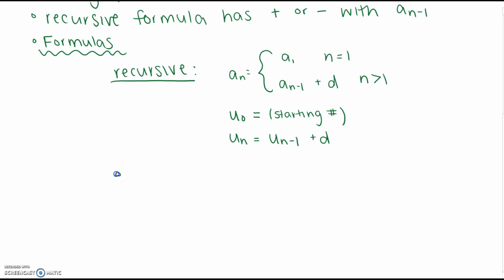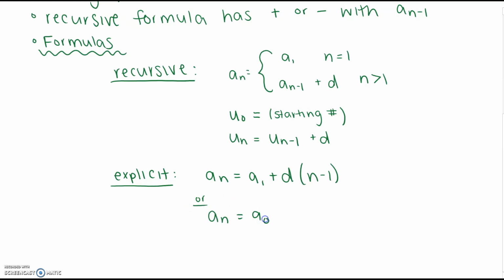The explicit formula is a sub n equals a sub 1 plus d times n minus 1. You could replace the a's with u's, so u sub n equals u sub 1 plus d times n minus 1 would work. Another way to write it would be a sub n equals a sub 0 plus d times n. So if we use the 0 term instead of the first term, we would just be adding d times n. Doesn't matter which one you use.